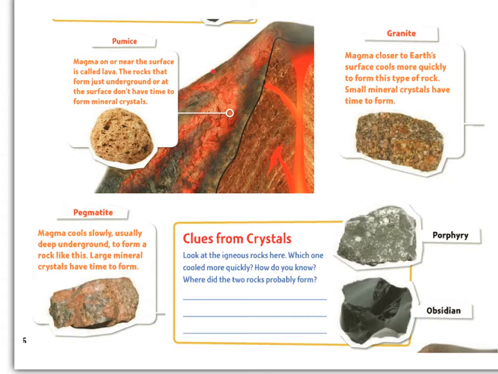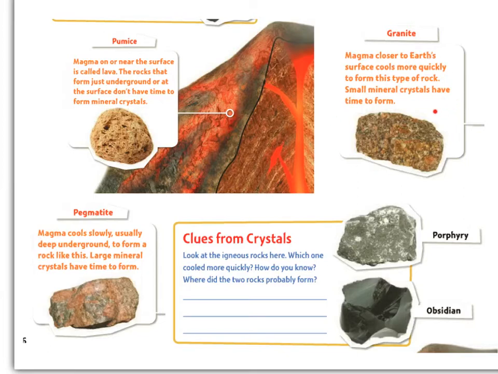Pumice is a rock that cooled on the Earth's surface. Magma near the surface is called lava. The rocks form just underground or at the surface, and they don't have any time to form mineral crystals. If you've ever gone to the salon to get a pedicure, a pumice stone is what they use when they scrub the bottom of your foot.